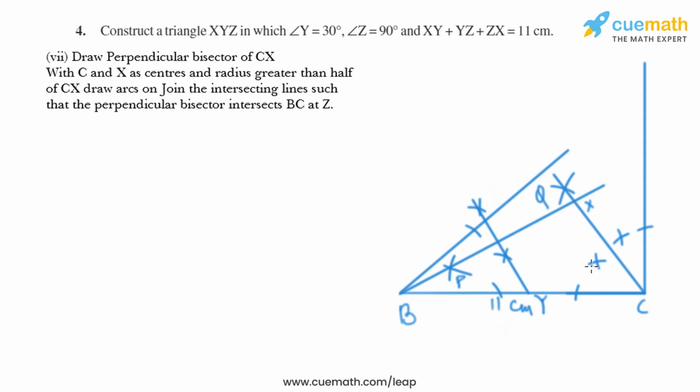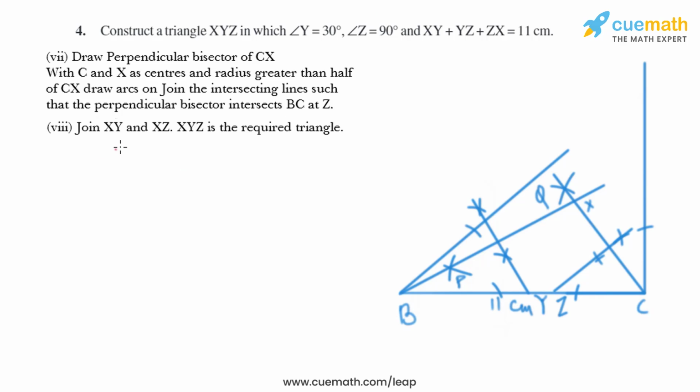Now we need to join these two points of intersection, and that will be the perpendicular bisector of CX. Now we need to draw a line that intersects BC at Z. So we will name this point of intersection as Z.